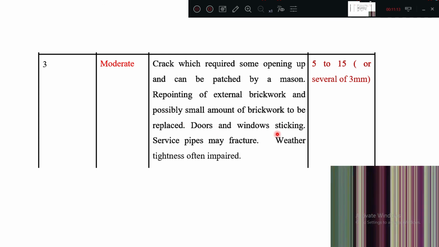Here doors and windows start sticking. Service pipes may start fracturing if this type of crack appears on the wall.